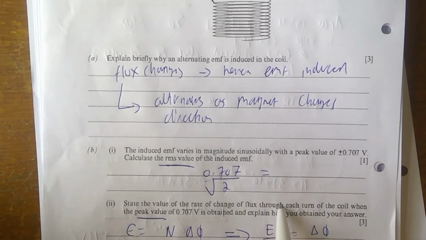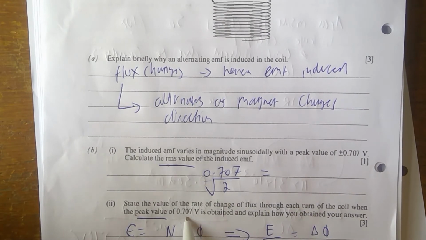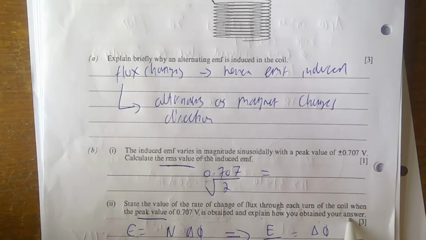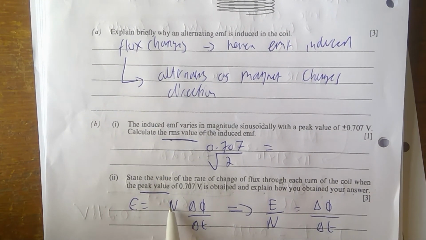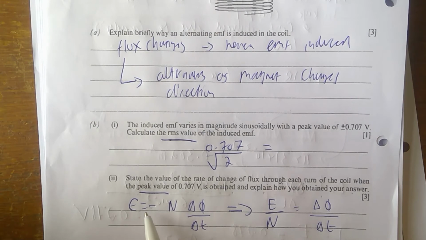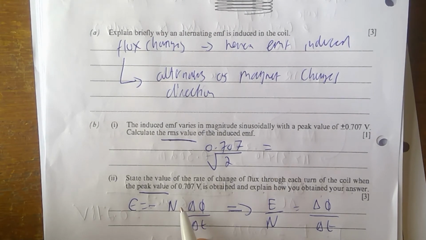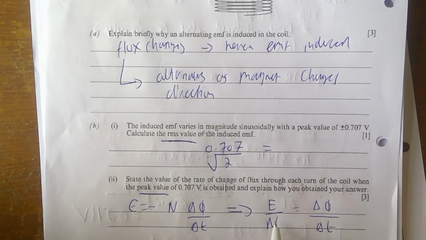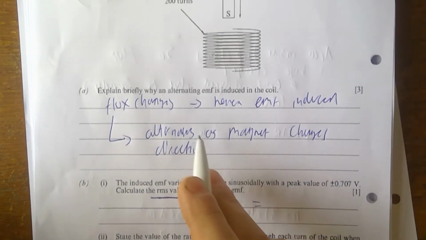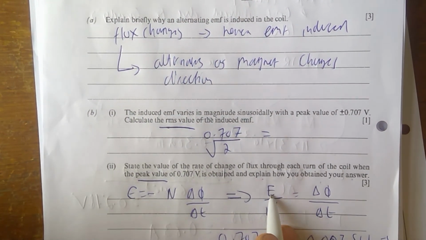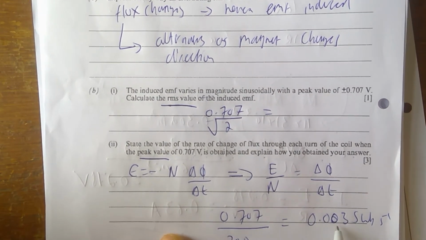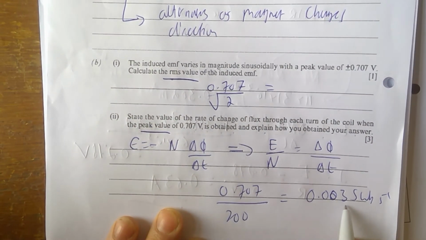State the value of the rate of change of flux linkage through each turn of the coil when the peak value of 0.707 volts is obtained, and explain how you obtained your answer. The induced EMF, I suppose I'll put a negative in, is the rate of change of flux linkage. If I divide through by the number of turns, because we want the flux for each turn, that is the rate of change of flux per turn. I've divided through by N. There are 200 turns. Divide your peak voltage by 200, and that is the rate of change of flux linkage through each turn. Done.